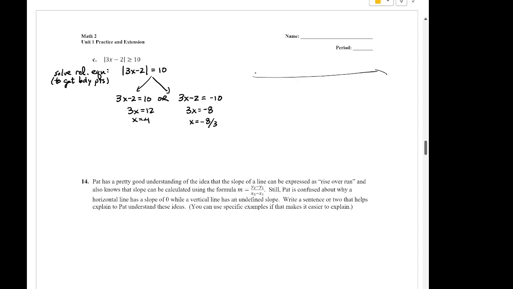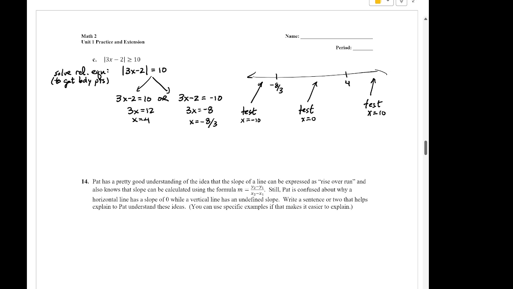So here's my number line. Negative 8 thirds goes over here. 4 goes over here. And then we're going to test. So let's test something definitely less than negative 8 thirds, like negative 10. Let's test x equals 0. And let's test like x equals 10.